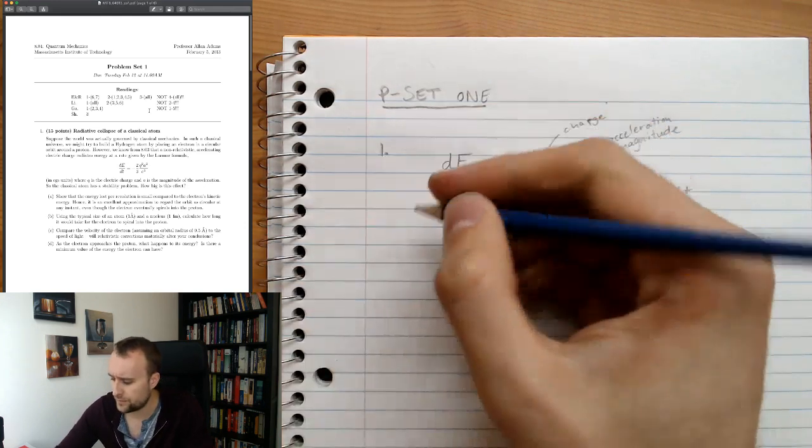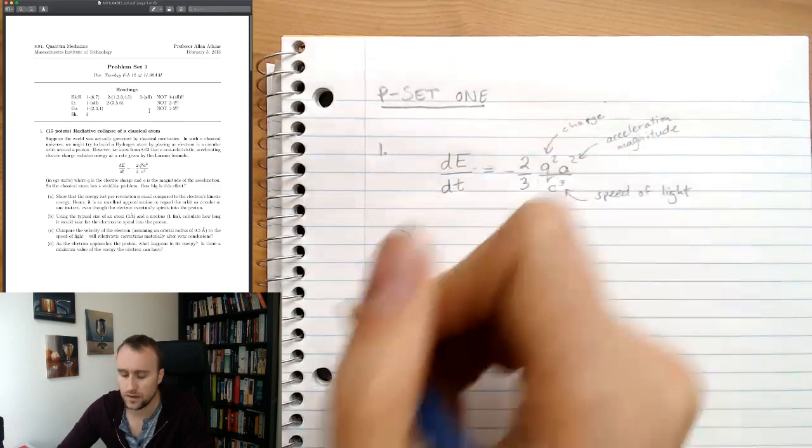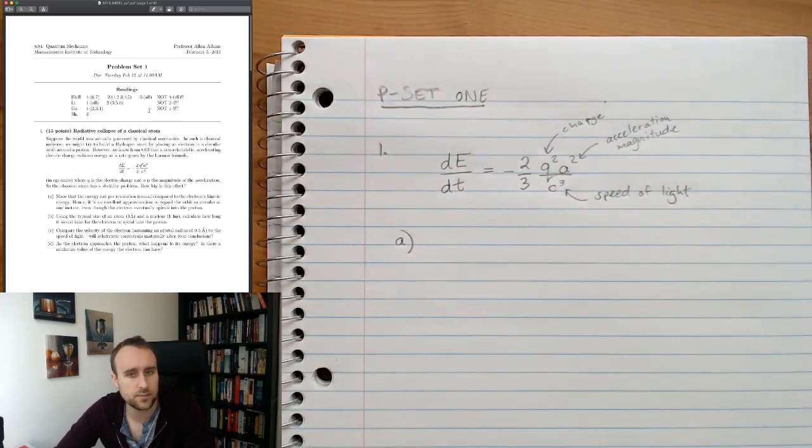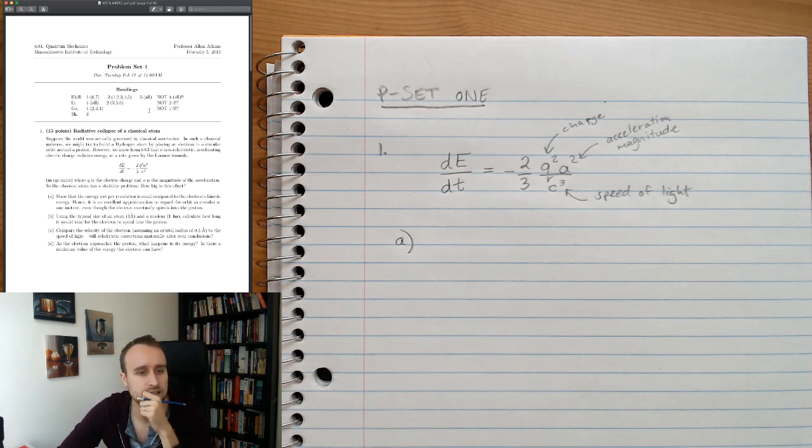So question 1A: show that the energy lost per revolution is small compared to the electron's kinetic energy. Hence, it is an excellent approximation to regard the orbit as circular at any instant, even though the electron eventually spirals into the proton.